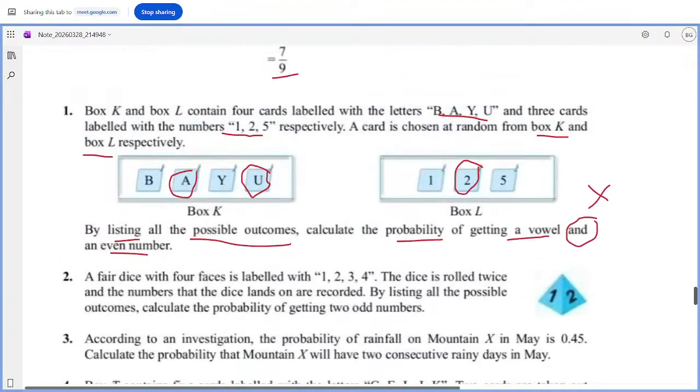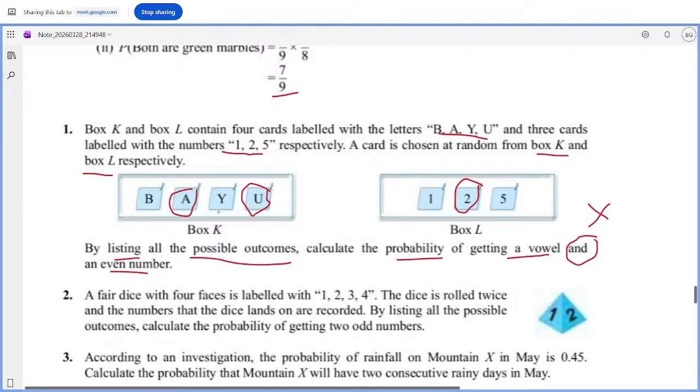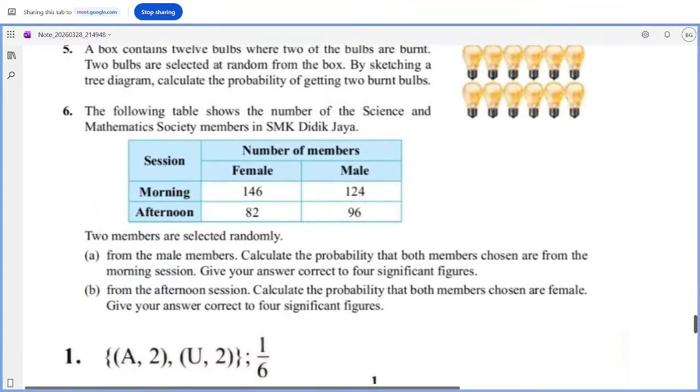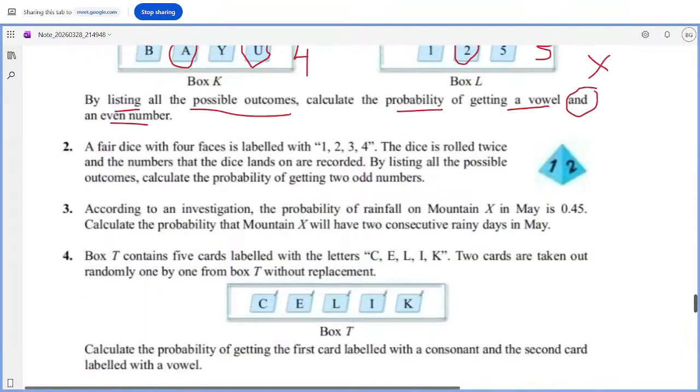Okay, how to get 1 over 6? Because you got two things that fulfill the requirement, and total 4 over here, 3 over here. So 4 times 3 is 12. So 2 over 12 is 1 over 6. Understand, guys? Question 1. Just need to use the multiplication rule only. Okay, next one.